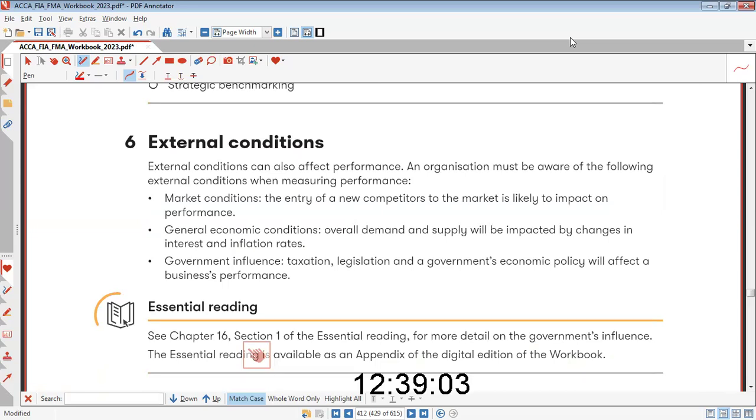Then external conditions can affect the business performance. My organization has to be aware of its external conditions. What model can we use to analyze our external environment? PESTEL. We look at market conditions, general economic conditions, government influence through taxation, legislation.